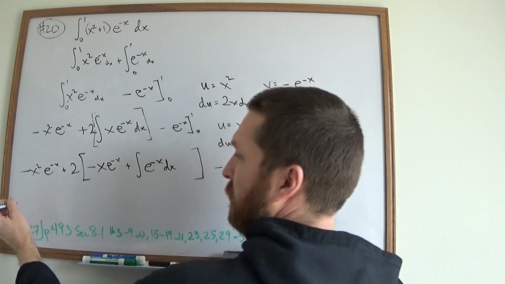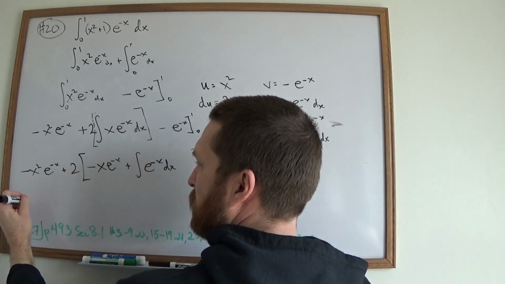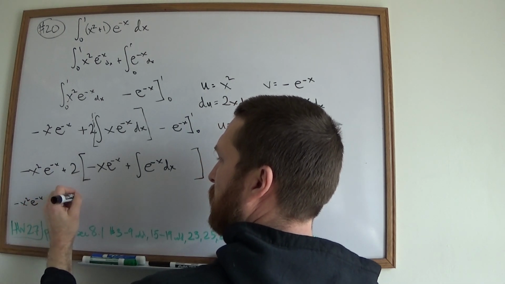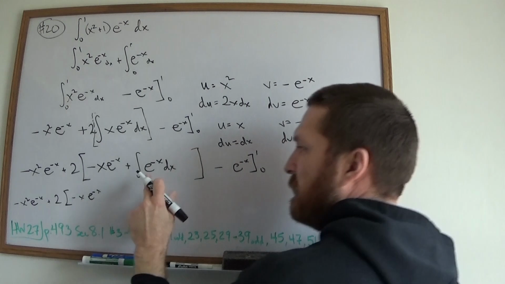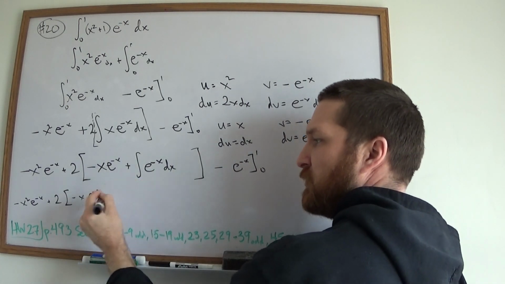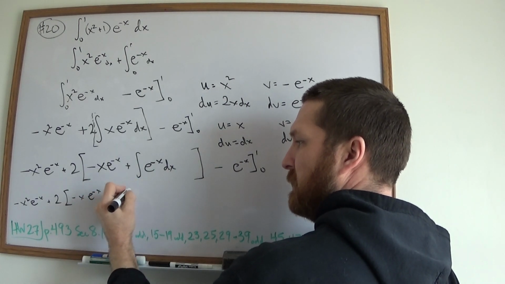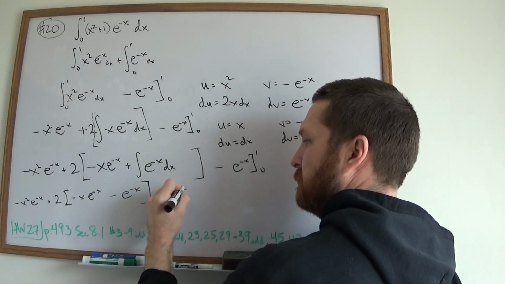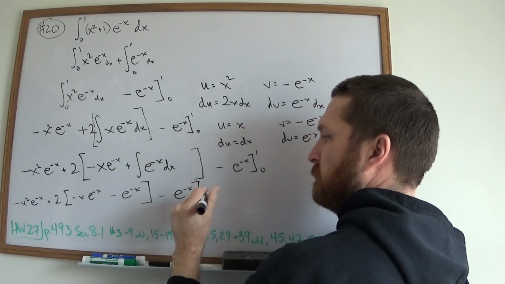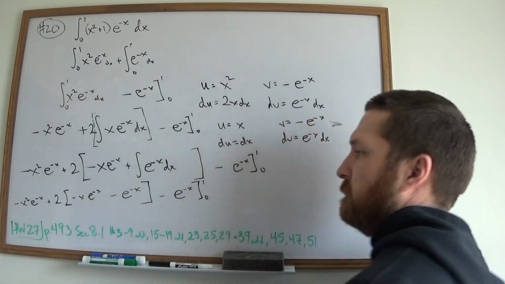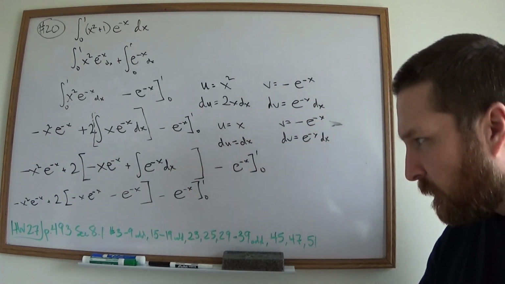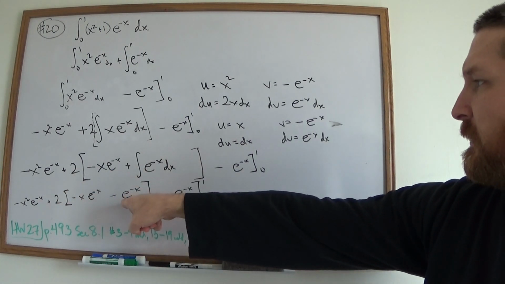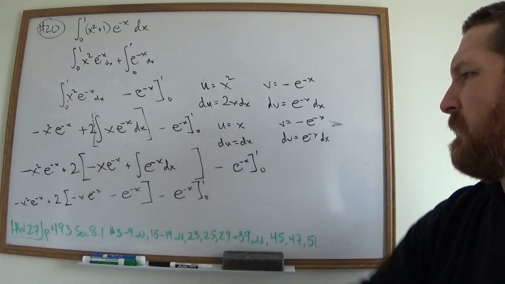So here we go. Minus x squared e to the minus x plus 2 times minus x e to the minus x. The antiderivative of that should be negative e to the minus x. Okay, so now we have a 2 that has to come in. Did I do that right? Yeah, I did that right.